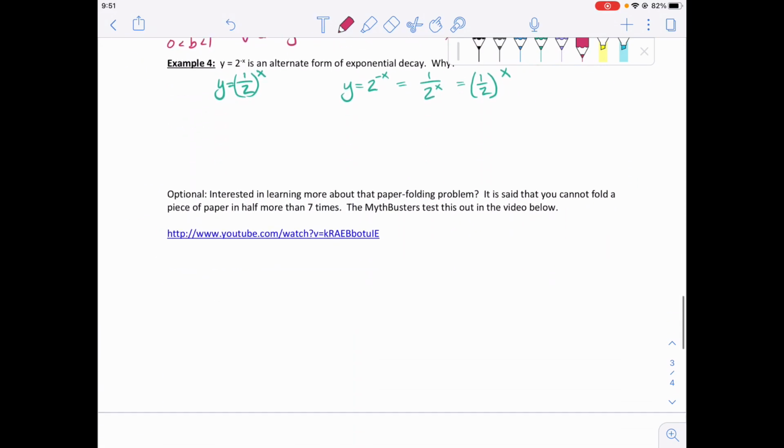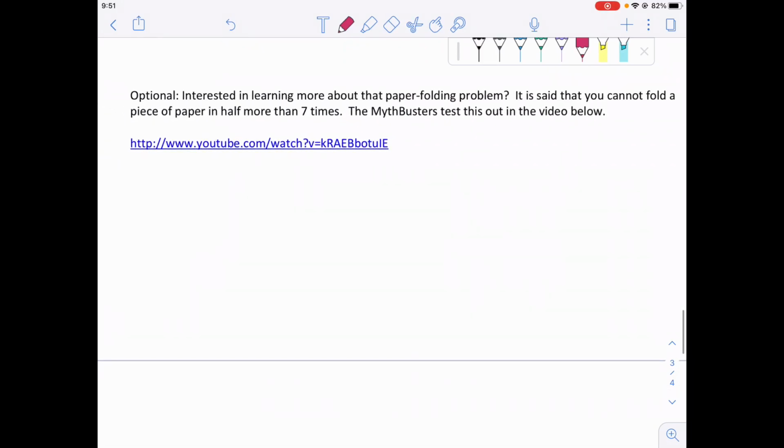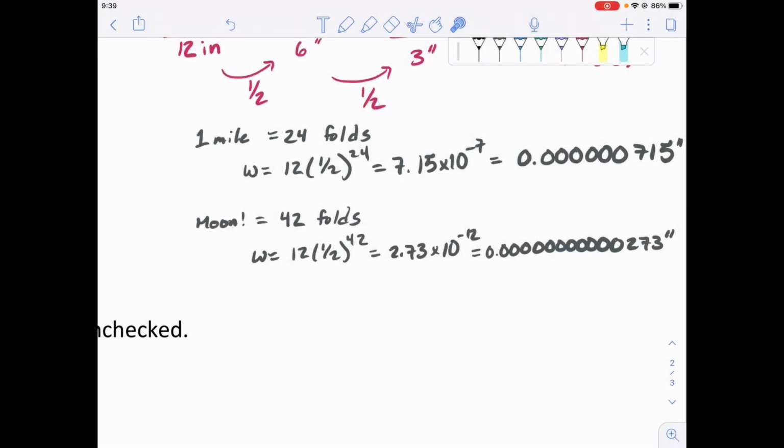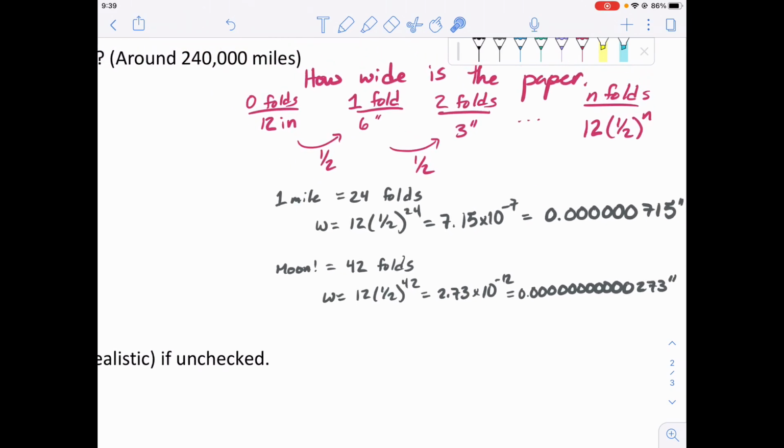All right. If you're interested, Mythbusters, which is a program that sort of looked at myths, did this paper folding problem where they tried to actually fold a piece of paper more than 7 times. You can check that out using the link in our notes. Can't necessarily fold it anymore that many times. And so the taller it gets, why?